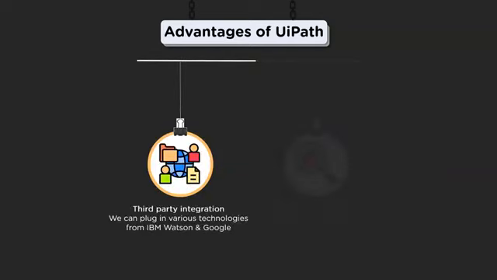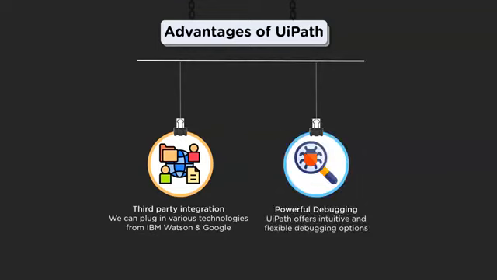Third-party integration. UiPath can be integrated with third-party plugins like IBM Watson and Google plugins. Then we have powerful debugging. UiPath Studio comes with a debug component that helps find and locate problems easily in complex workflows. This is useful for viewing the execution of each activity to verify what data it gets and if there are errors in producing outputs.